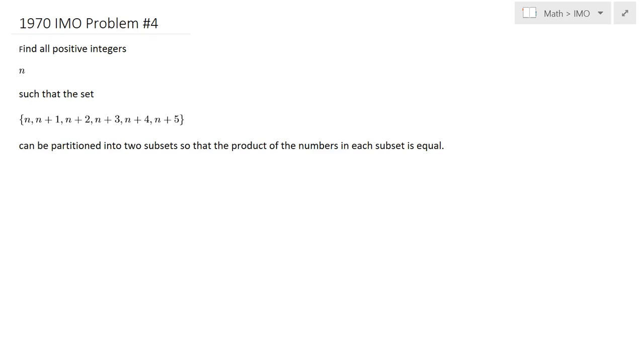Hello everybody, in this lecture we will be solving 1970 IMO problem number 4. This will be a second proof for this problem. We would like to find all positive integers n such that the set of 6 consecutive integers starting from that integer n can be partitioned into 2 subsets so that the product of the numbers in each subset is equal.